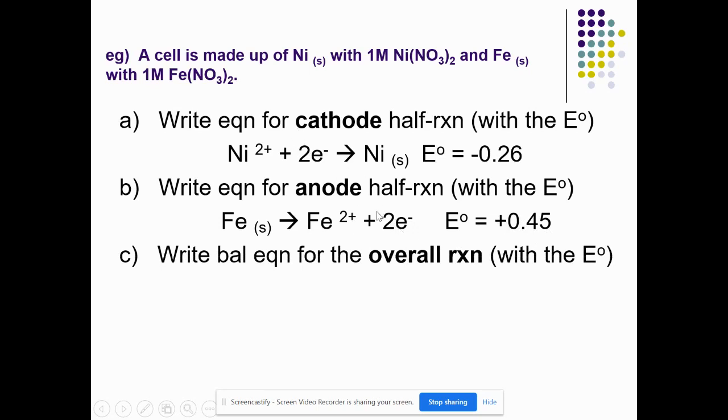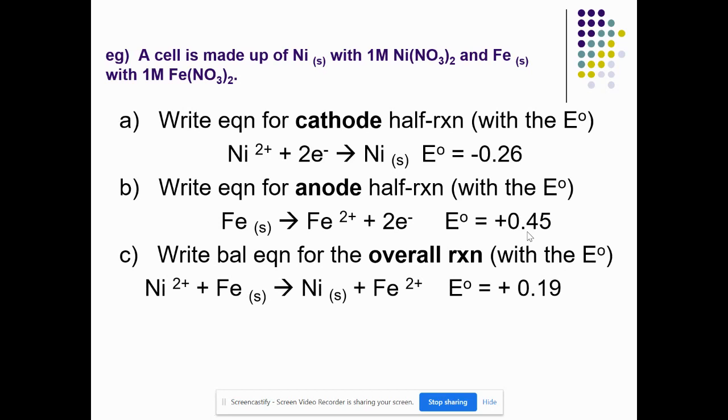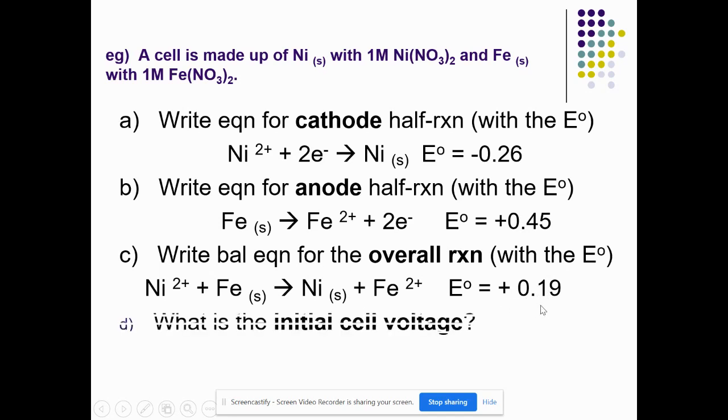All right. So overall balanced reaction, notice how we got 2 electrons and 2 electrons, so they're just going to cancel on both sides. So it's going to be Fe plus Ni2+ goes to Fe2+ and Ni. Balance of charge, balance of atoms on both sides. Add up these ones, negative 0.26 plus positive 0.45, and that will be equal to positive 0.19. So that's the highest potential that we're going to get at standard conditions with the cell, right? So that's like the fully charged battery. So at 0.19, that's the most we're going to get. So our initial cell voltage, 0.19 volts.